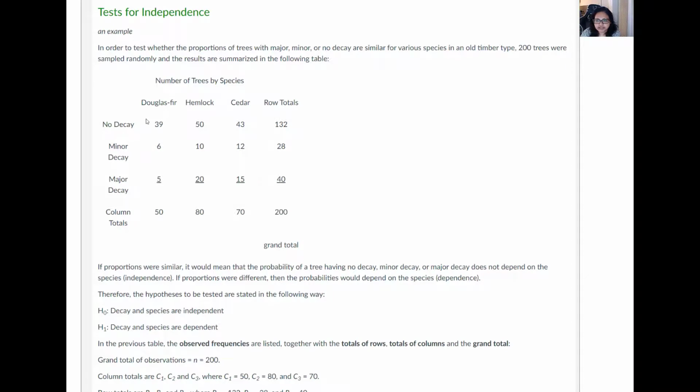So the last one is the test for independence. It's really simple. You will see that we have 2 factors, and we would like to find whether these 2 factors are actually dependent or not.